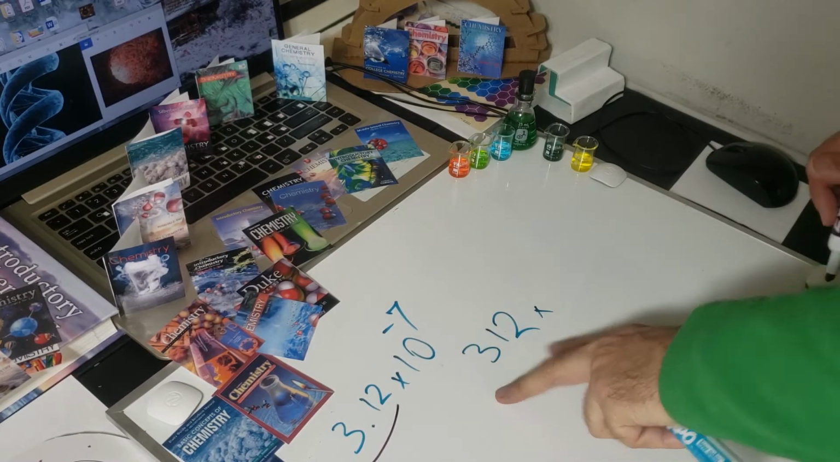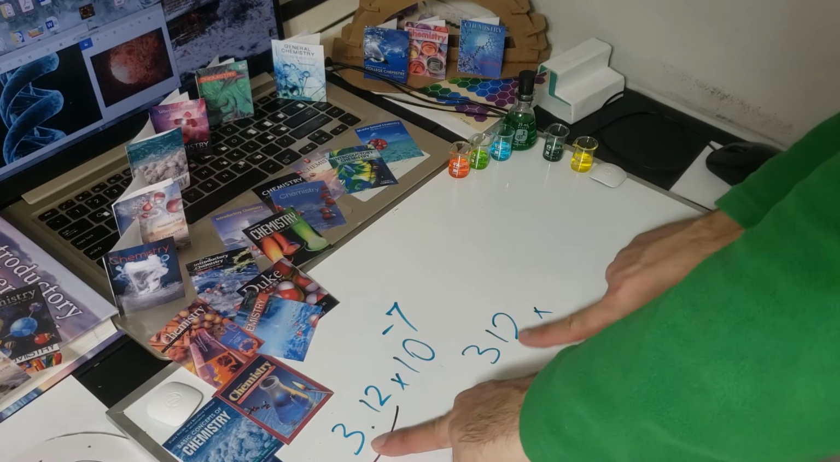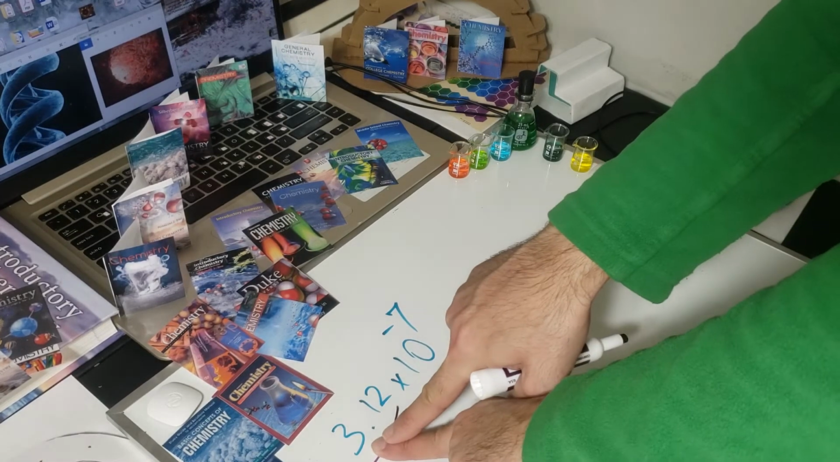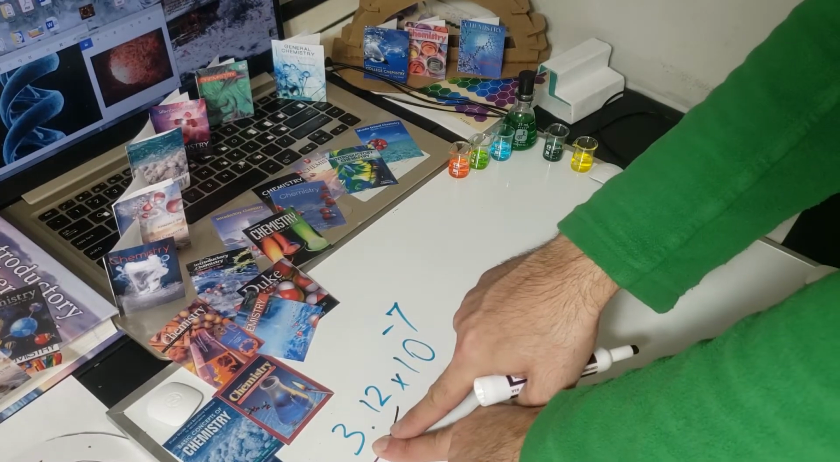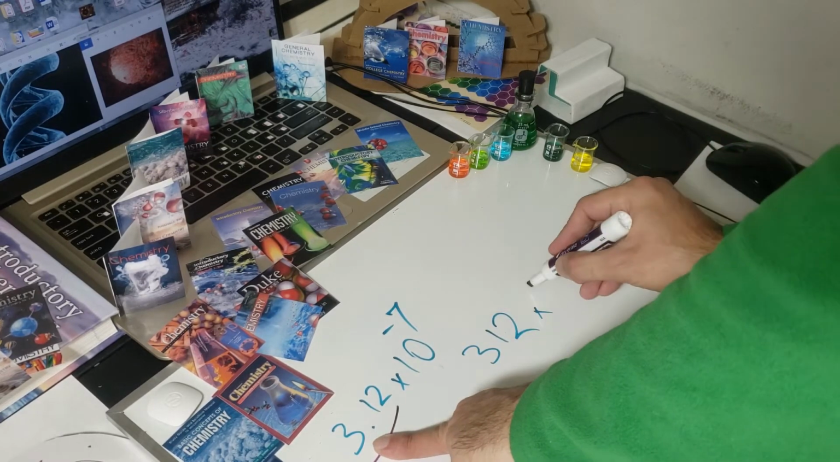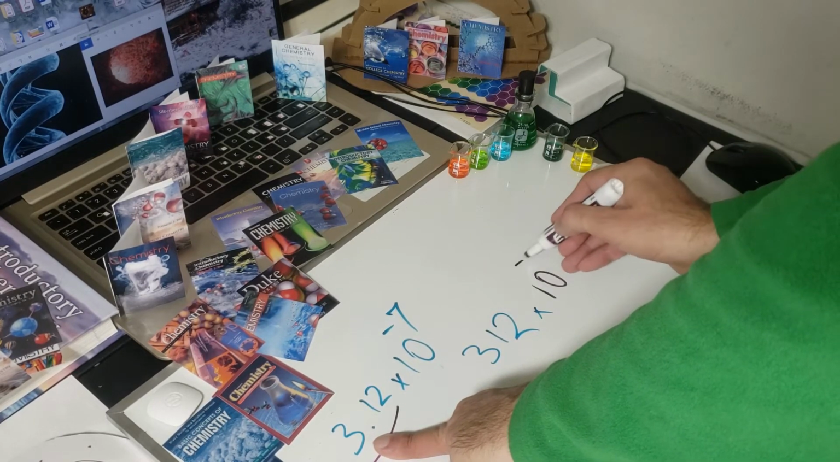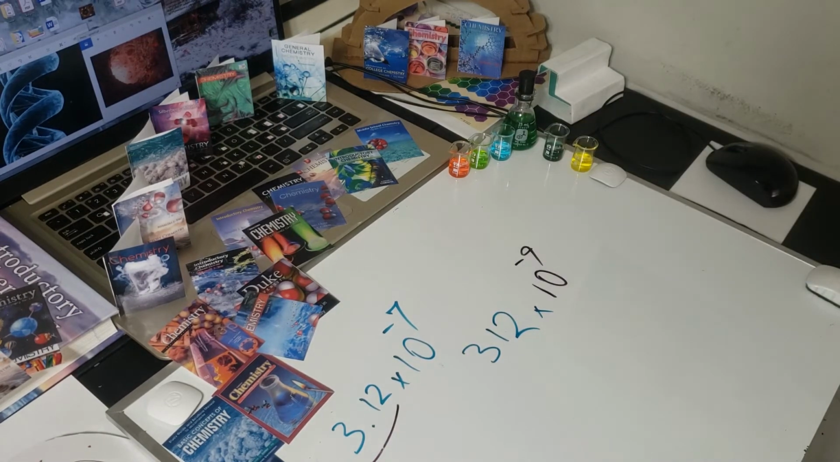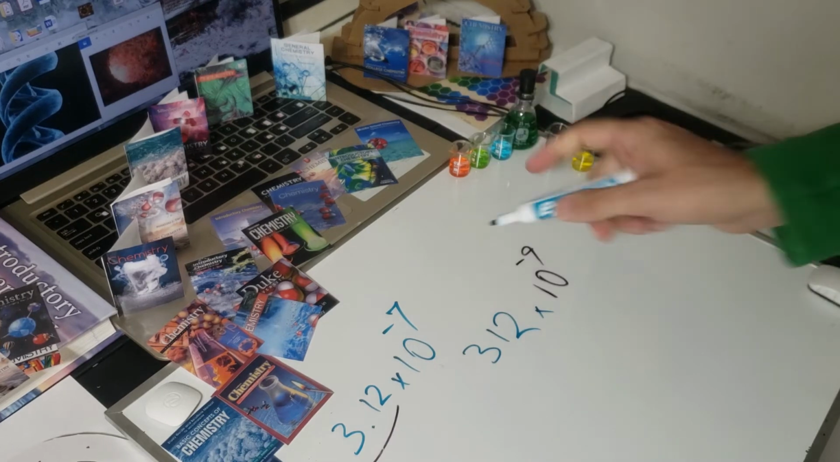Now, how do I have to change this? This number is bigger than 3, like 300 is 2 orders bigger than this. So I have to make this one 2 orders smaller. And smaller means more negative, so 10 to the -9. Now, can I make this smaller? Yes, certainly you could.